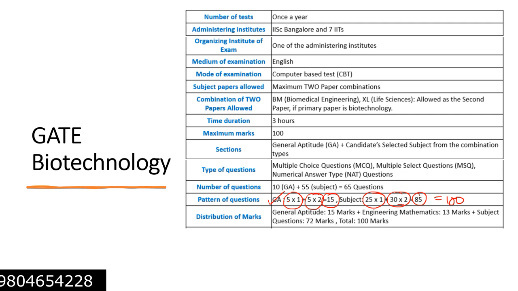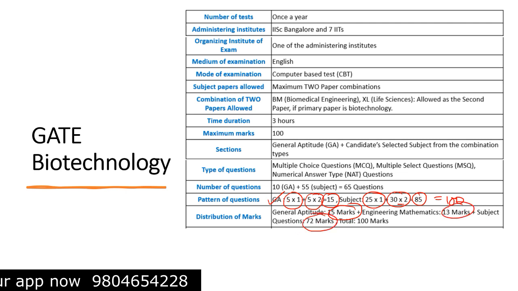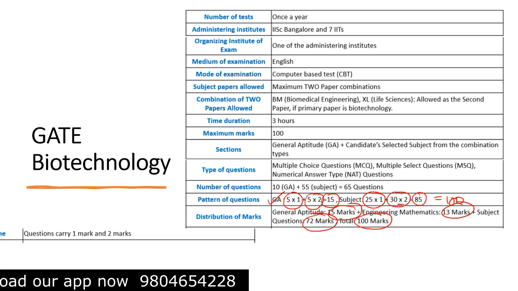Distribution of marks, if you can consider here, you can see general aptitude 15 marks, engineering mathematics 13 marks, subject questions 72 marks. So 15 plus 13 plus 72 gives us a total of 100 marks.